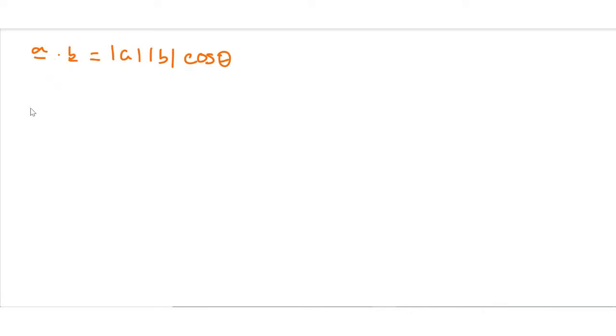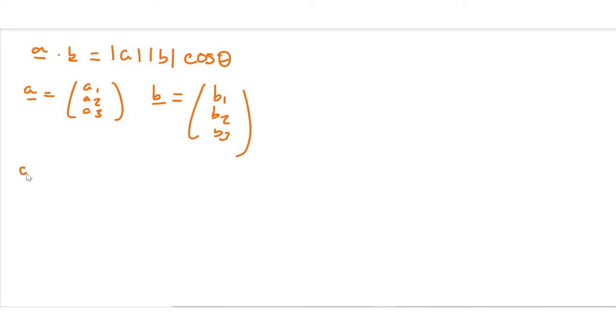So if A is a vector A1, A2, A3, and we're working in three-dimensional space here, and B is some vector B1, B2, B3, then A dot B is computed by doing A1 B1 plus A2 B2 plus A3 B3. So we just multiply the corresponding components and then add them together.